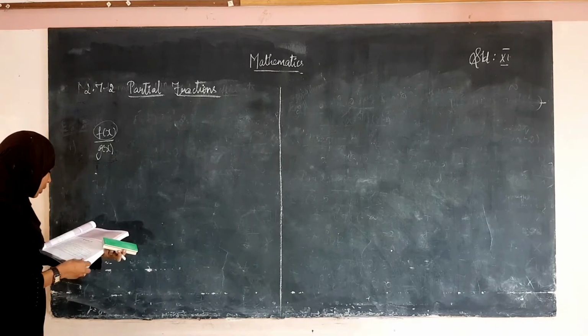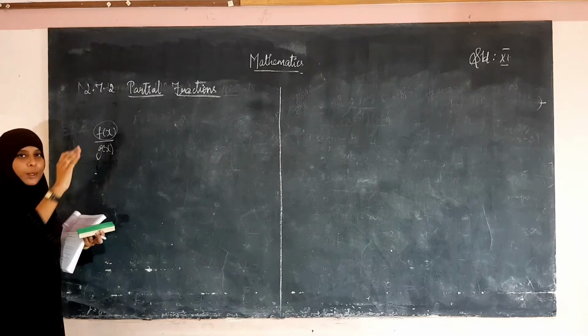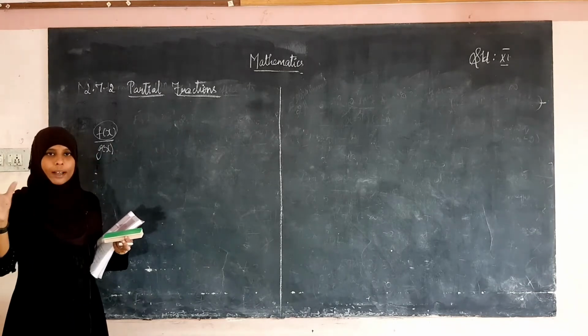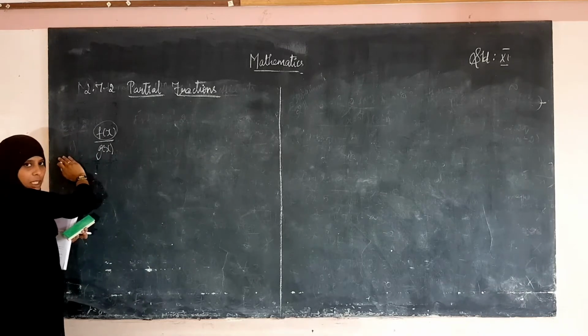So how are we going to factorize this? For a rational expression, we change everything into factors. Similarly, we have to change the denominators into factors.